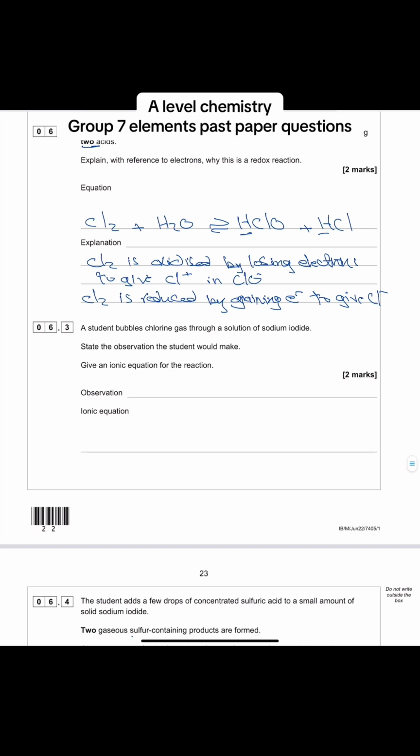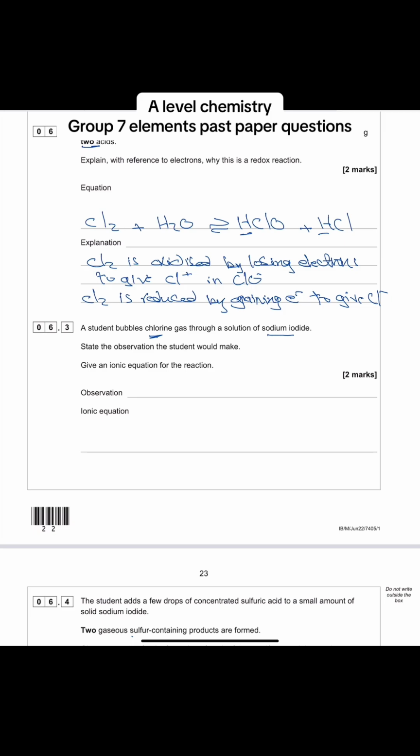A student bubbles chlorine gas through a solution of sodium iodide. So now we are talking about the oxidizing power of the halogens. And we know that as we go down the group, the oxidizing power of the halogens decreases. So chlorine can displace iodide and bromide from their salts, but iodine and bromine cannot displace chloride. So now we are reacting chlorine with sodium iodide, which means that there will be a displacement reaction here and there will be a redox reaction.